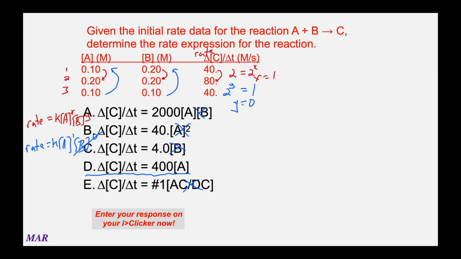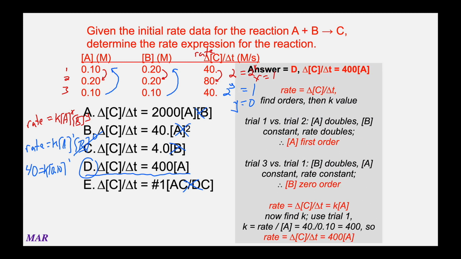Excellent question. What you can do is go back to the expression on the left-hand side I wrote in blue, and use the values in experiment number 1. The rate was 40 in the far column. That equals K, which we don't know, times A, 0.10 to the first power, and I'm not even going to put B in because it's just to the 0 power. 40 divided by 0.1 is 400, so that means answer D is going to be right.